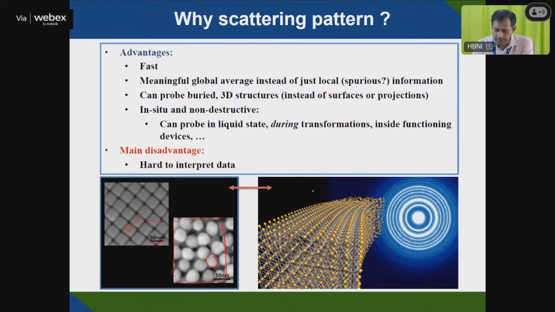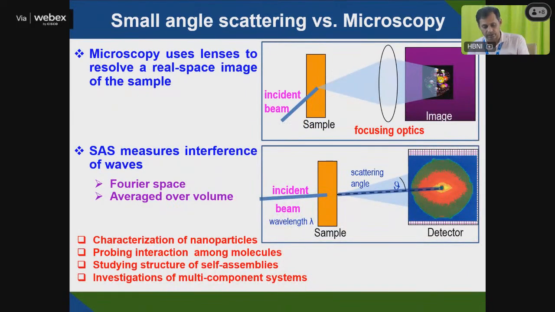But here, in case of scattering, you have to interpret the result. It's very hard to interpret the data. You need a particular data set, that's the model. That model has to fit to get the data. But with a microscope, though it is very easy to get, some buried information you can only see in the scattering technique. You see the difference between small angle scattering and microscope.